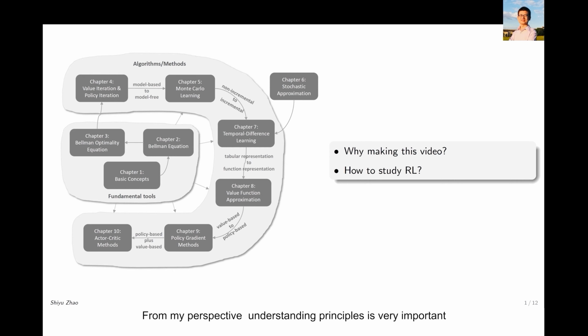From my perspective, understanding principles is very important. Understanding the principles can provide a very clear comprehension of the algorithm you are using, its underlying principles, what it can do, its advantages and disadvantages, and where to start if you wish to innovate. These principles form a very important foundation.